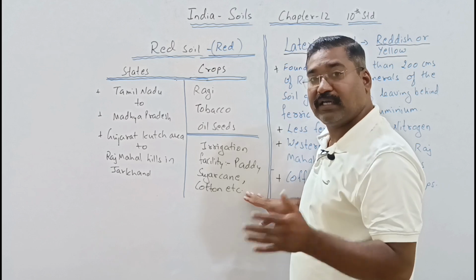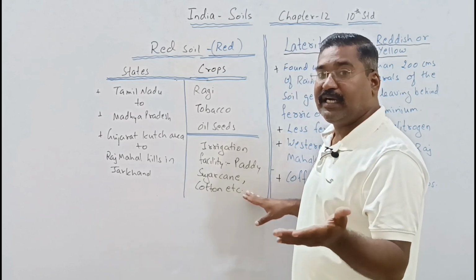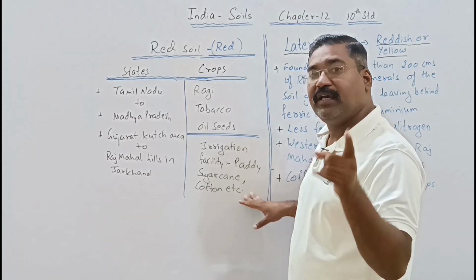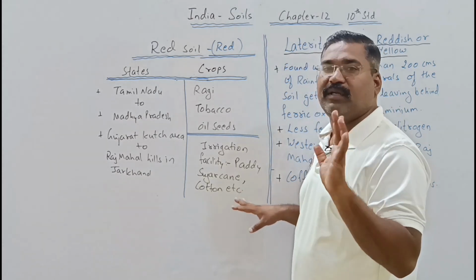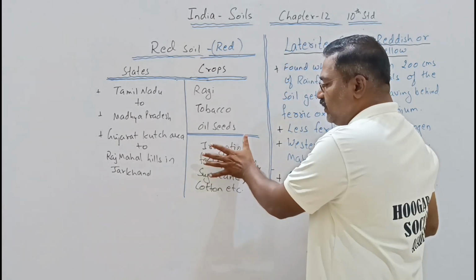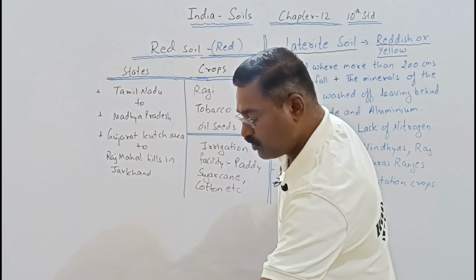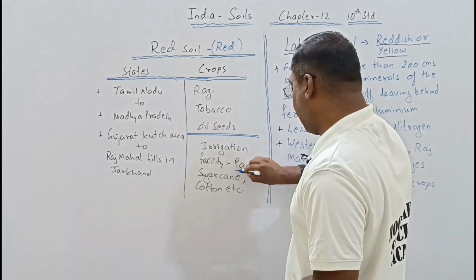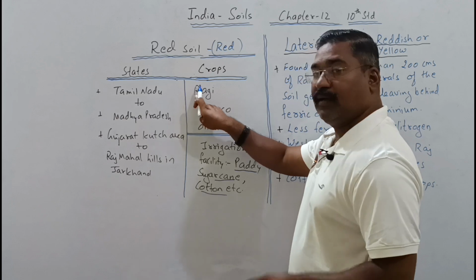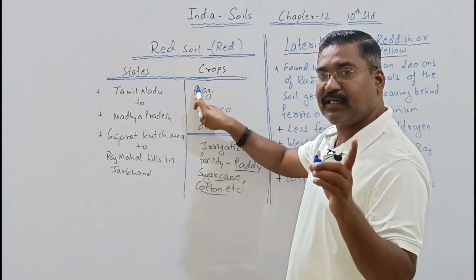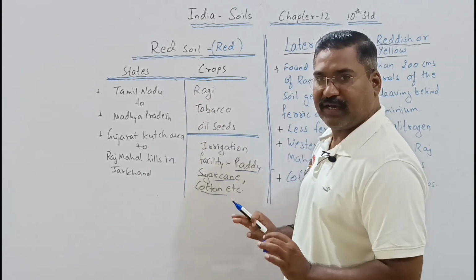Paddy, sugarcane, cotton also grow well in the red soil, but the only condition is what? The irrigation should be there. Then only we can produce them. Otherwise, these crops will fail. Which are these crops? Paddy, sugarcane, cotton. They grow well, but only on one condition, the need for irrigation facilities.